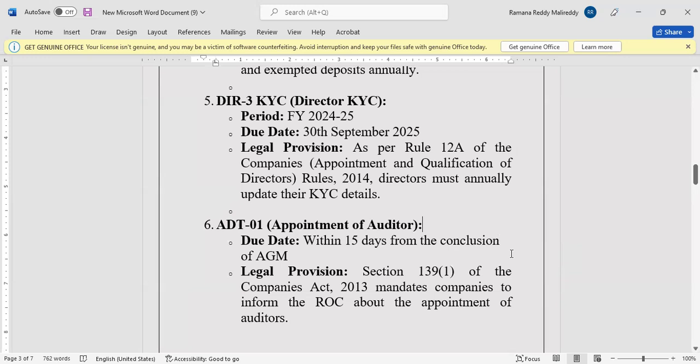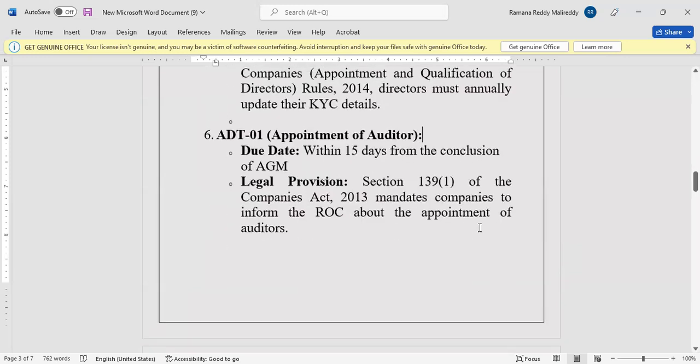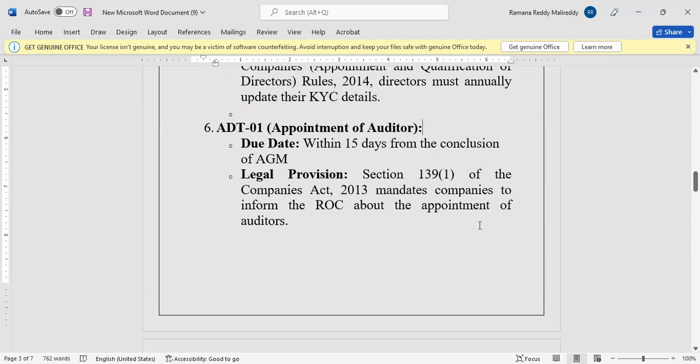Another form, Auditor Appointment, ADT 1. If an auditor is appointed in the AGM, the form ADT 1 shall be filed within 15 days from the conclusion of the AGM. As per Section 139, subsection 1 of the Companies Act 2013, companies must mandatorily inform the ROC about the appointment of auditors through ADT 1 within 15 days from the conclusion of the AGM, if the auditor is appointed in the AGM.